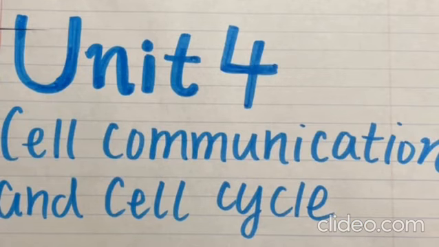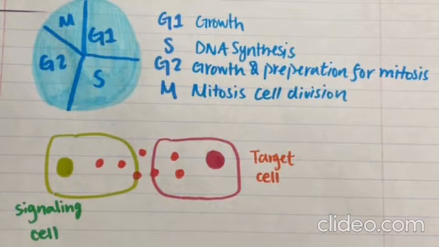Unit 4 is on cell communication and the cell cycle, which weighs 10 to 15% on the national exam. Cells communicate through signal transduction pathways that allow for local and long-distance cell signaling. The cell cycle is divided into G1, S, G2, and M phase. M phase is where cells divide. M phase is also divided into prophase, metaphase, anaphase, telophase, and cytokinesis, referred to as PMATC.